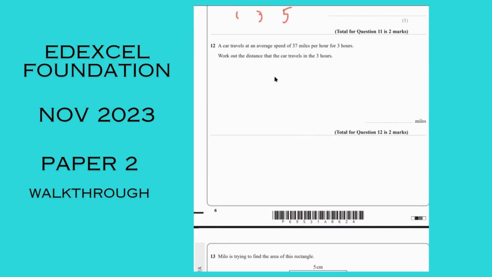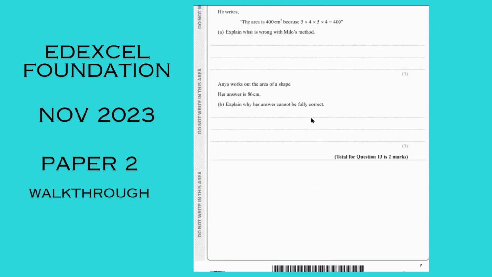And number 12, if a car is travelling at an average speed 37 miles in 1 hour, then in 3 hours it will be travelling 3 times as far. So take your 37 on your calculator, times it by 3. I'm getting 111 miles. Moving on to question 13.